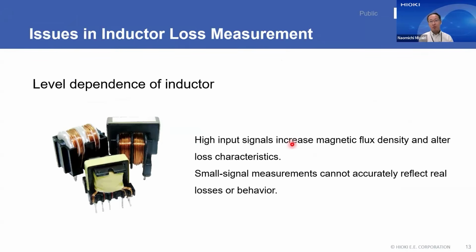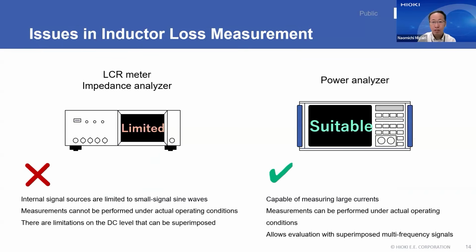So when it comes to measuring inductor losses, there are a couple of challenges we can see. One of the key challenges is the level dependence of inductors. When the input signal during measurement is large, the magnetic flux density increases and the loss characteristics change. As a result, small signal measurements cannot accurately reproduce the actual losses or behavior of the inductor.